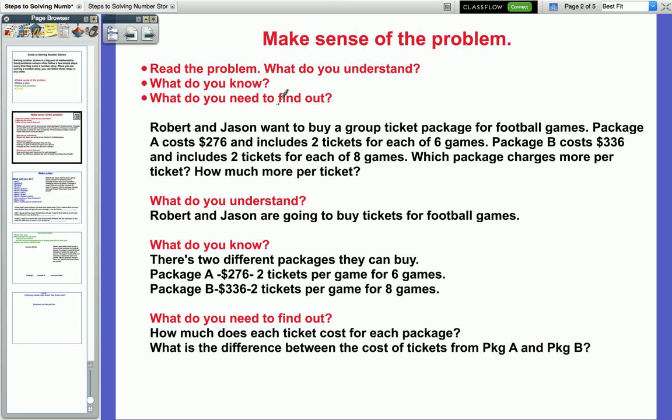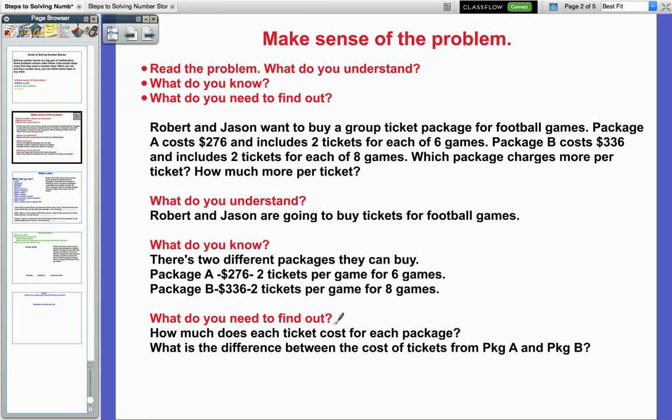So going back to the things that help me make sense of the problem, what do you understand? Well, I understand that Robert and Jason are going to buy some tickets for football games. And what do I know? That there are 2 different packages they can buy. Package A costs $276, and in that package, they get 2 tickets per game for 6 games. Package B costs $336, and they get 2 tickets per game for 8 games. So the price is different. They get 2 tickets for every game, but with this one you get 6 games, and with this one you get 8 games.